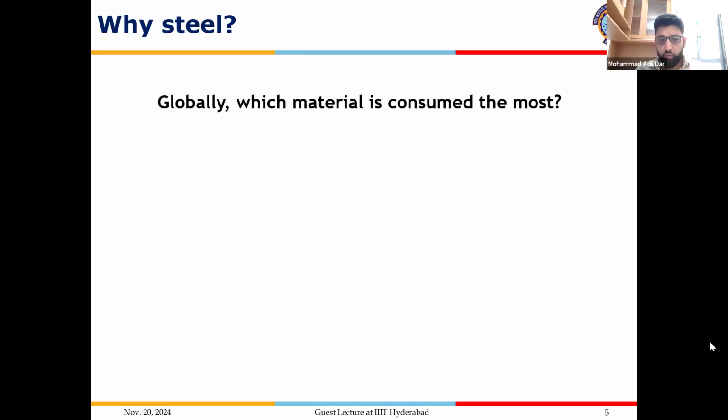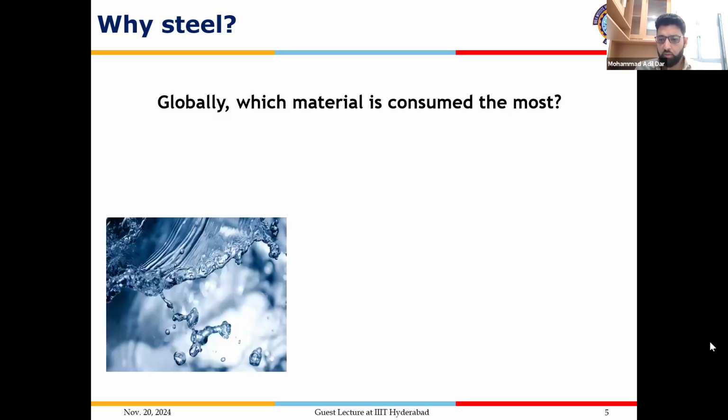Now, I want to start by posing a question: which material is consumed the most in the entire world? And material means in every aspect. It'll take a while, you may guess and probably note it down. I'll give you a few seconds to ponder upon this. So it's water. Water is being used in every form of life. That makes it the most consumed material in the world. I'll continue with the second question. What about the second most material being consumed after water?